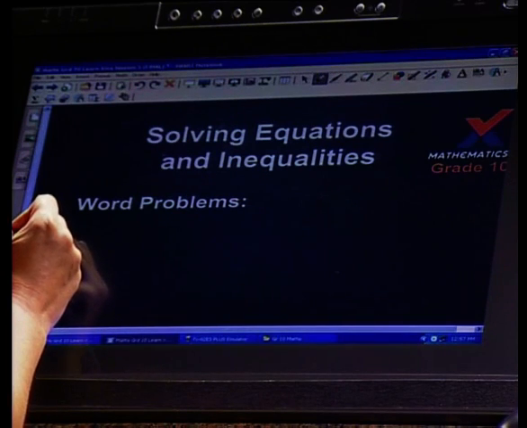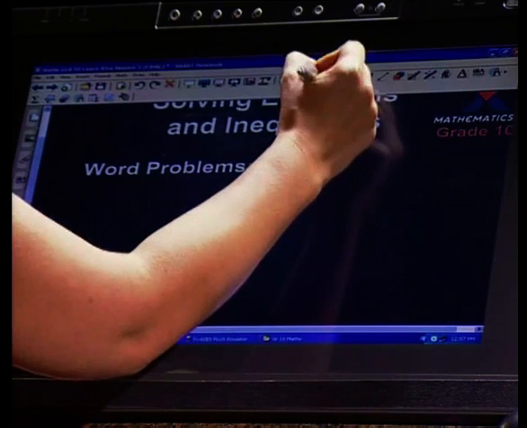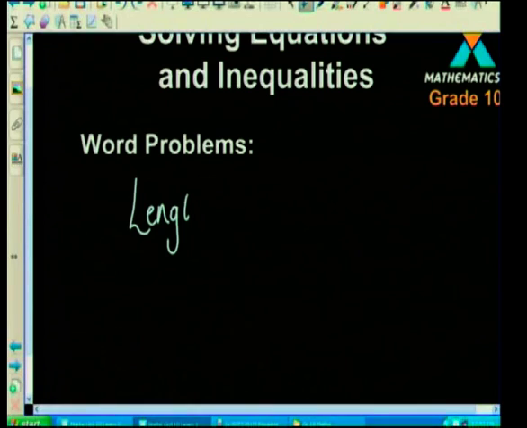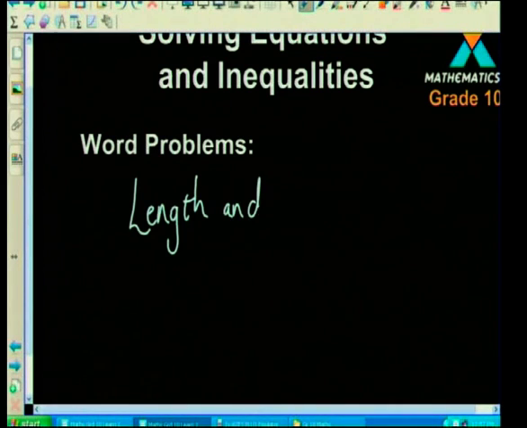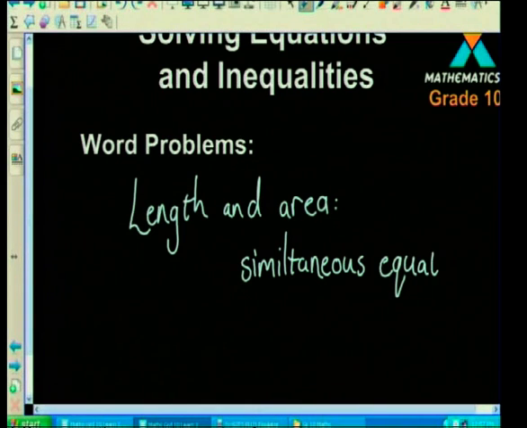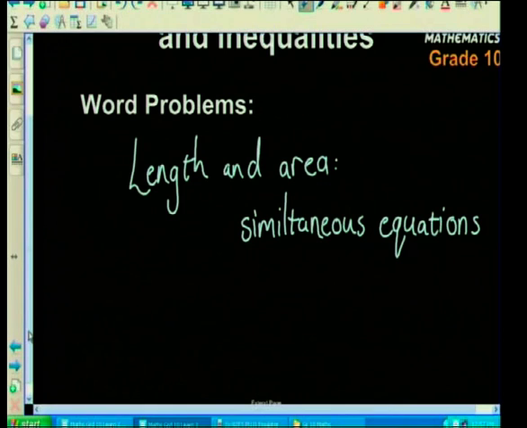Okay, the first method I'd like to go through is our length and area. So if you have a length and area problem, you are going to need to use simultaneous equations. And that means you will have a value for x and a value for y. Now, it doesn't mean that you'll always use simultaneous equations. Sometimes you are able to just use x and you don't need to solve for y as well.